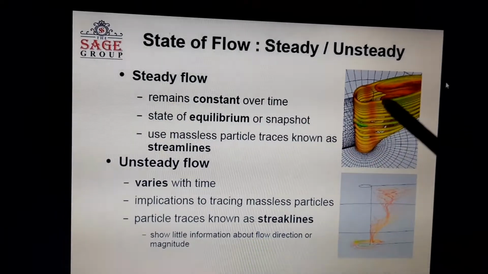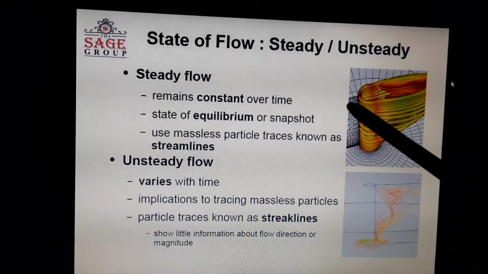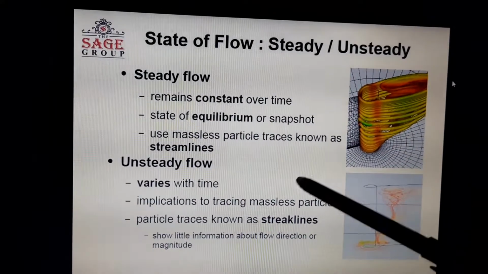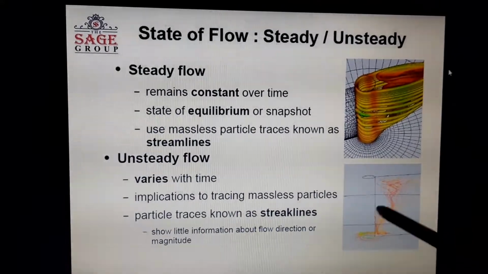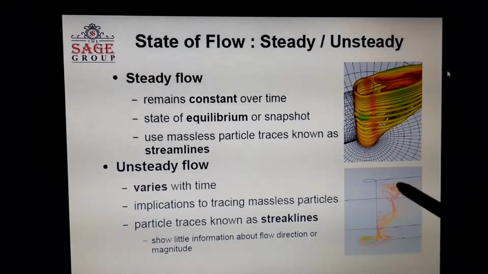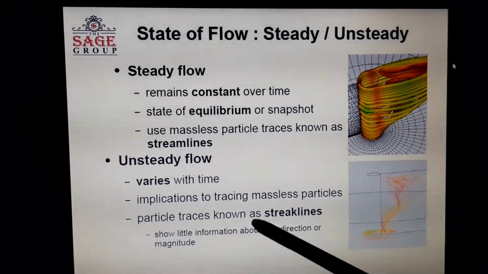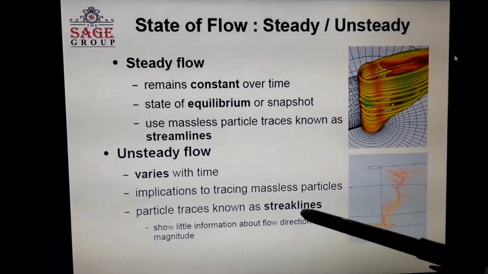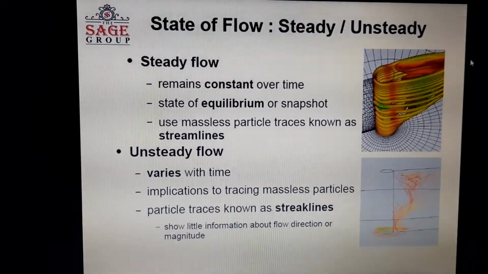In the first one, the flow of data values always remains constant, it does not change with respect to time. And in unsteady flow, the flow of the data values which we are observing changes with respect to time. Okay, implications to tracing massless particles: particle traces known as streak lines. These are the two terms which are used for visualization of steady and unsteady flow.